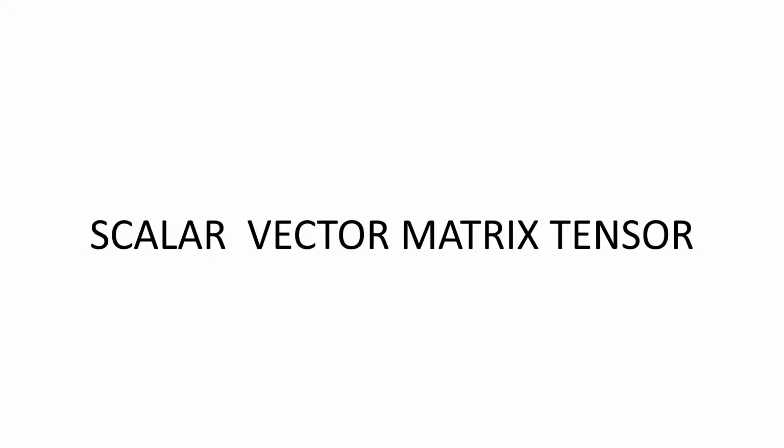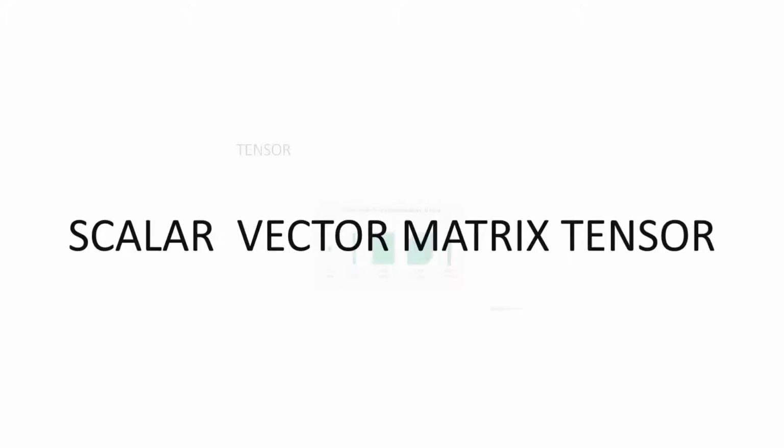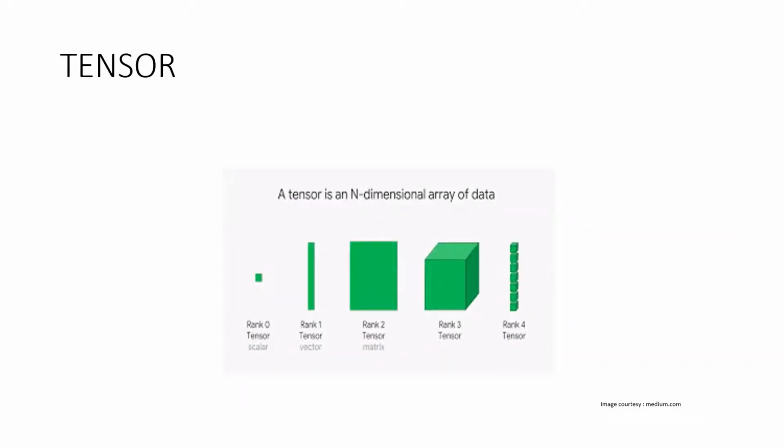Dhanesh here. Let us discuss linear algebra, scalars, vectors, matrices, and tensors. See, a tensor is an array of data which is expanded in any number of dimensions. The number of dimensions is called the rank of a tensor. There are different types of tensors.